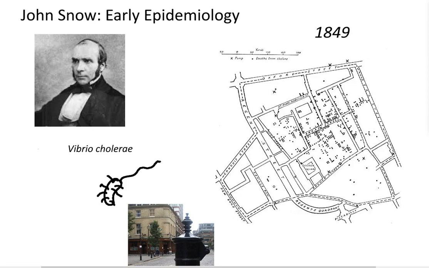This is the story of John Snow. John Snow was a doctor who lived in London, although he had spent a great deal of time in the north of England in a city called Newcastle studying cholera, which, as we've learned already, is caused by Vibrio cholerae, this comma-shaped bacteria that has a long flagellum extension on it.